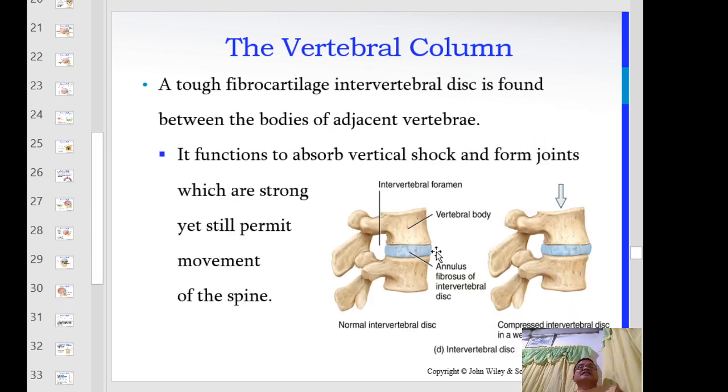This is the vertebral body and the intervertebral foramen. Then you have your fibrocartilage. So the load goes here, and it gets compressed. Notice that its size decreases from here to here because of the load applied to it. When you wake up from sleep, it is a bit taller because it is not yet compressed, but after several hours it is compressed and loses its water content.